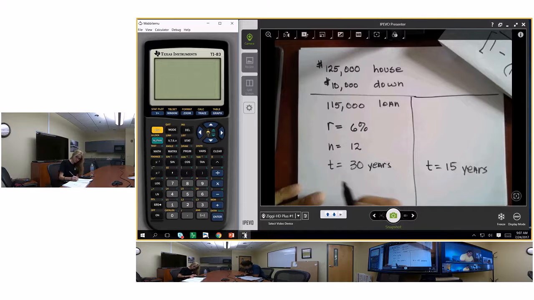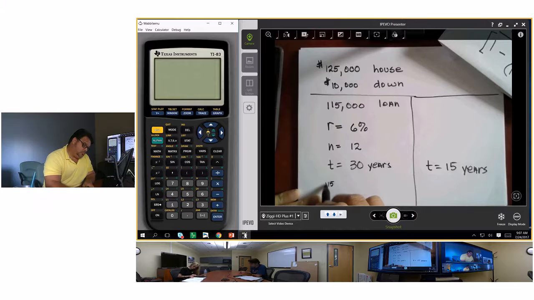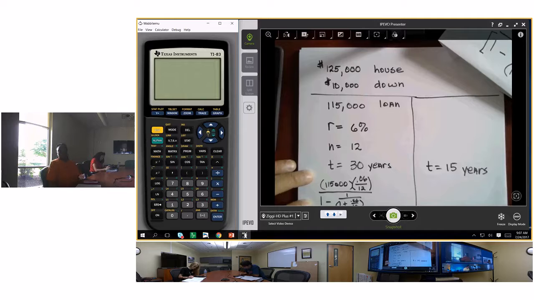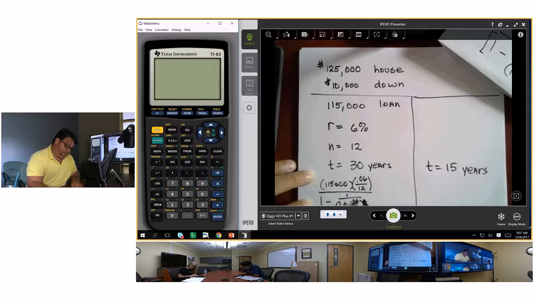It'd be 115,000 times 0.06 over 12, over 1 minus 1 over 1 plus 0.06 over 12, to the NT power. I got 689 for you. Sounds about right. 30 times 12, that's 360 payments.